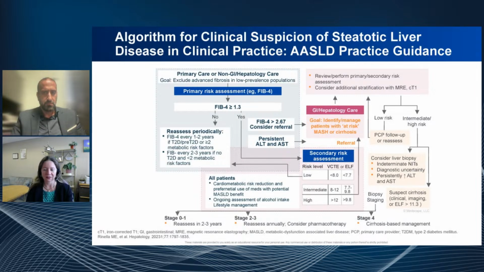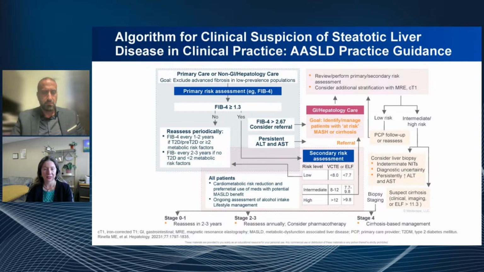There are some caveats. It's a little bit less sensitive in those who are very young, but that would be a first line to start with. The negative predictive value of this test in a general population is pretty good. Anybody with a FIB4 of 1.3 or higher warrants further evaluation.